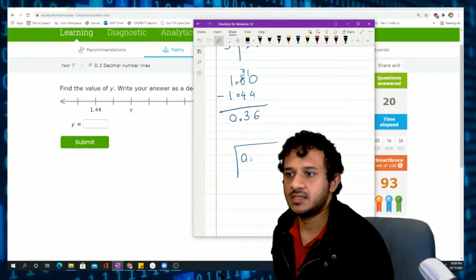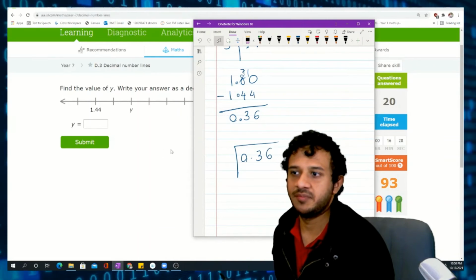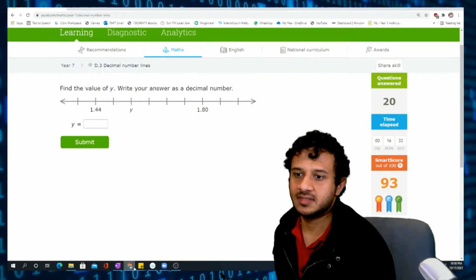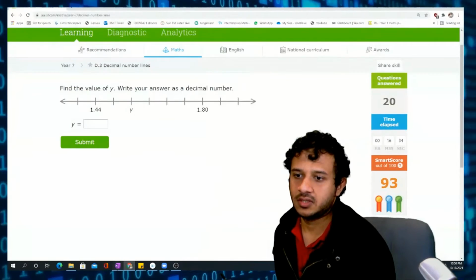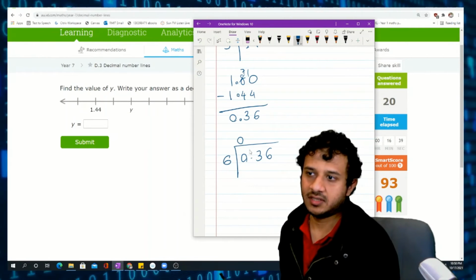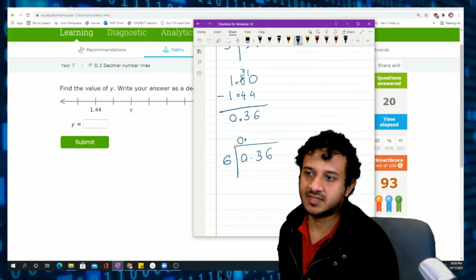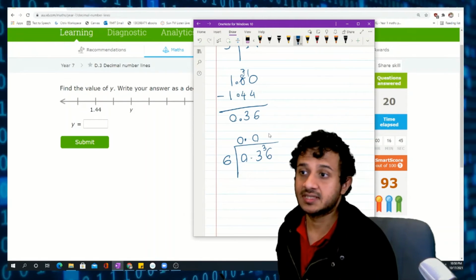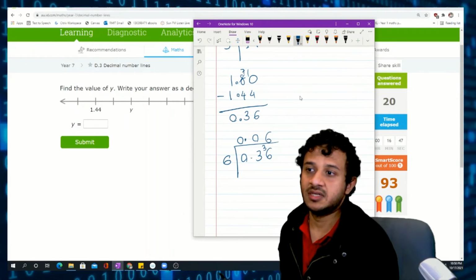Okay, 0.36. Now I have to divide it by how many gaps are there? 1, 2, 3, 4, 5, 6. 6 gaps. Sorry, divided by 6. How many 6s can go in here? 0, dot comes here. How many 6s can go into 3? 0, left over 3. How many 6s can go into 36? That's a 6, 0.06 increments.